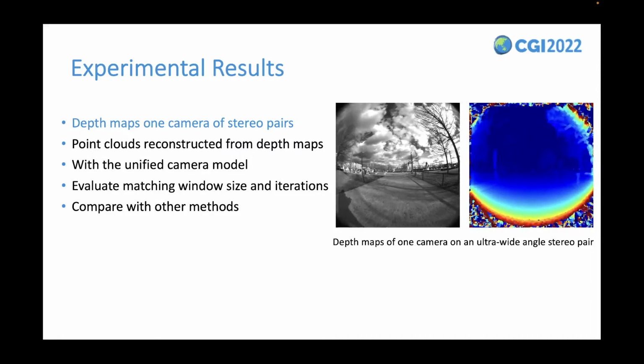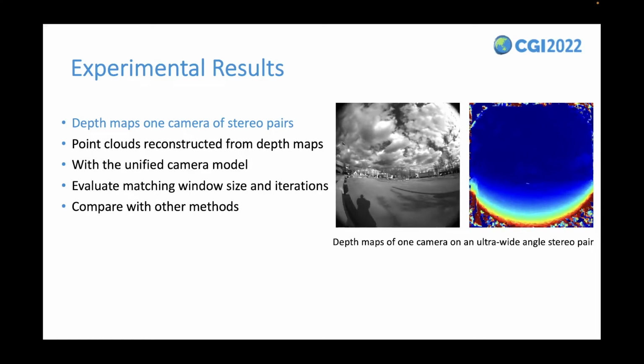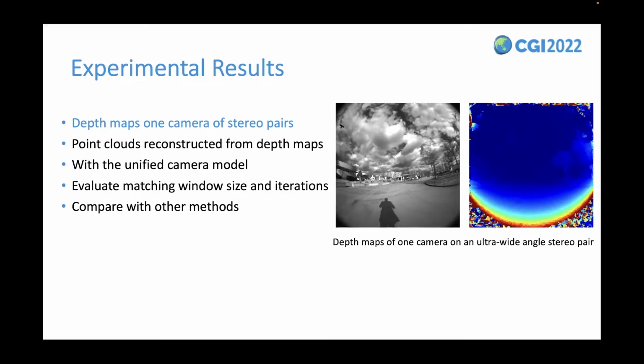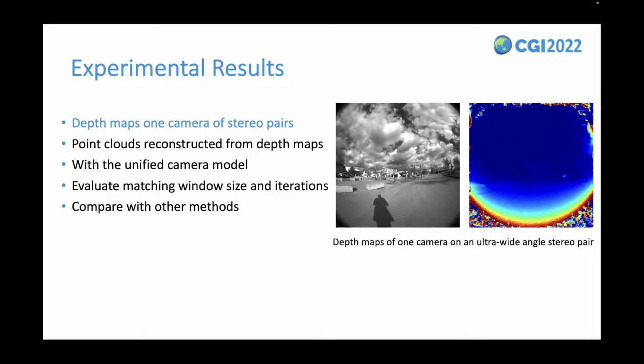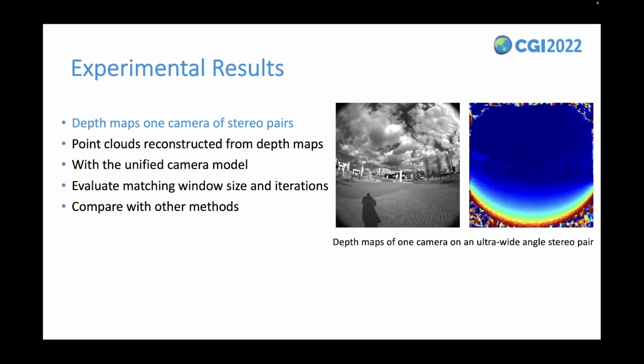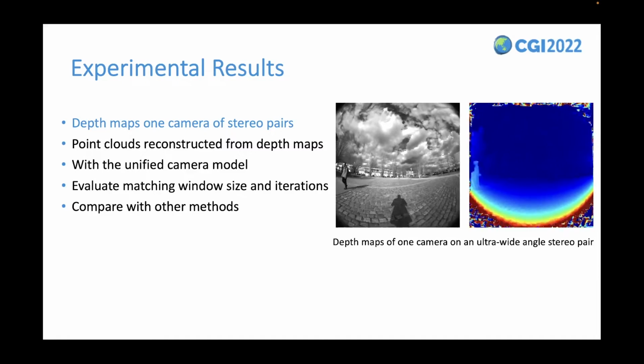If we generate both depth maps for the stereo pair, we can use the depth results of one image as the initial guess for the other. The video shows that our algorithm generates clear depth maps for the ultra-wide-angle image.